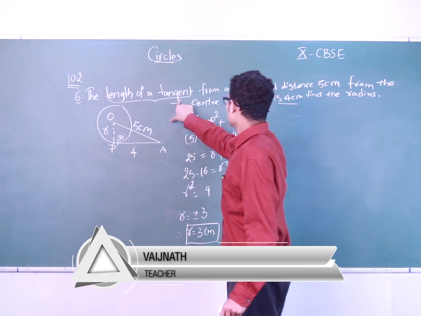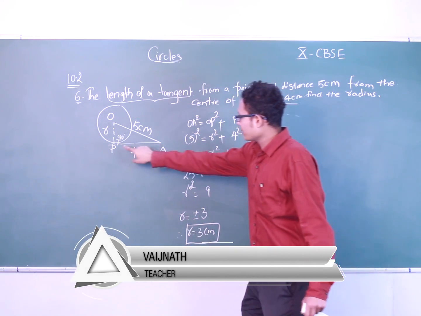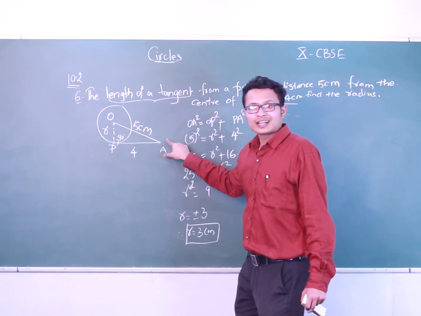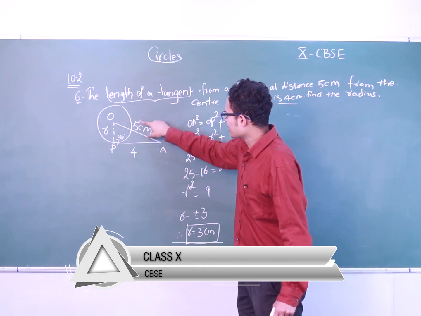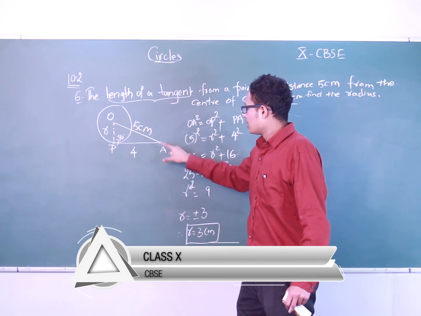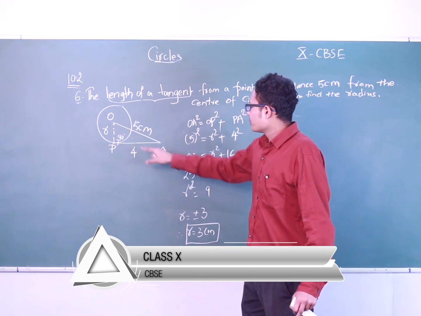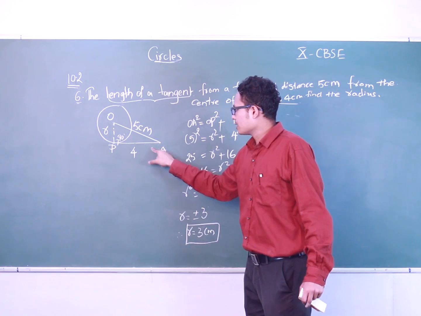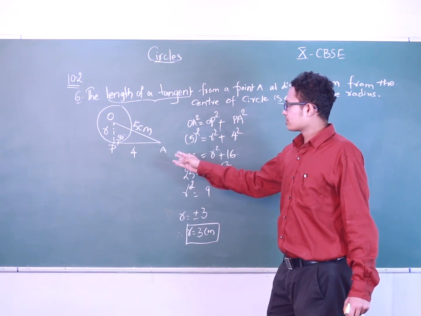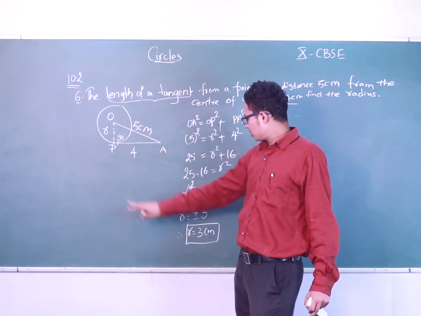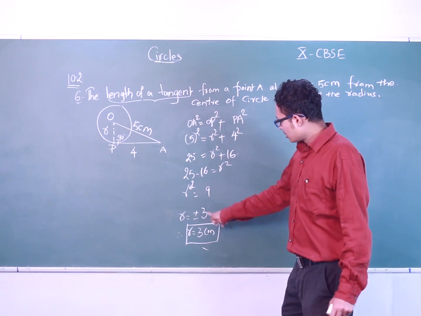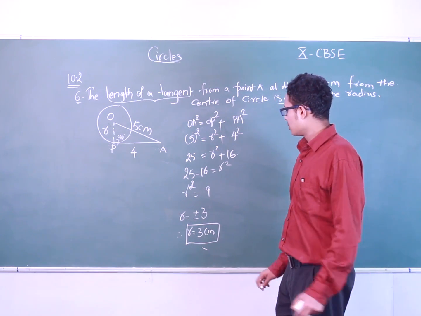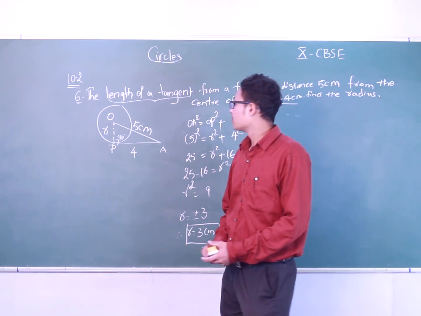The length of the tangent from a point A, from the center of the circle at 5 centimeters, is 4 centimeters. And find out the radius. From the theorem 10.1 you have these right angles, that is OPA is 90 degrees. Apply Pythagoras theorem and substitute the values to get R. You get 3 centimeters, and you cannot take a negative sign here. You just ignore it because length cannot be negative.